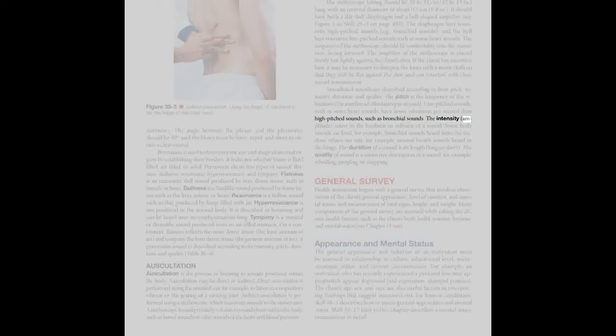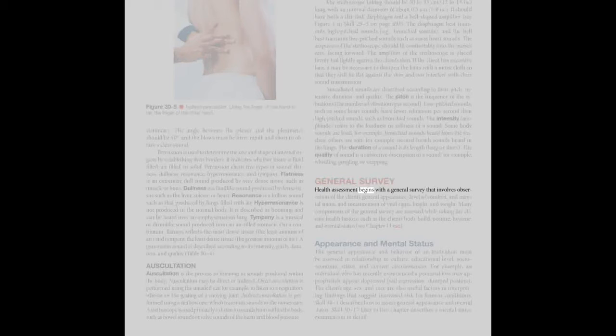The intensity, amplitude, refers to the loudness or softness of a sound. Some body sounds are loud, for example, bronchial sounds heard from the trachea. Others are soft, for example, normal breath sounds heard in the lungs. The duration of a sound is its length, long or short. The quality of sound is a subjective description of a sound, for example, whistling, gurgling, or snapping.